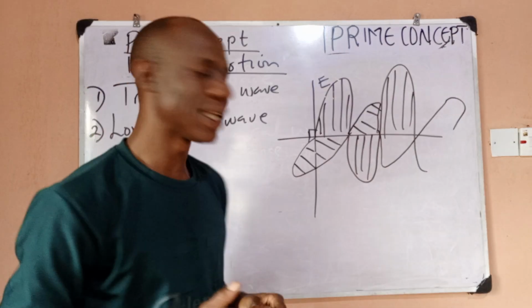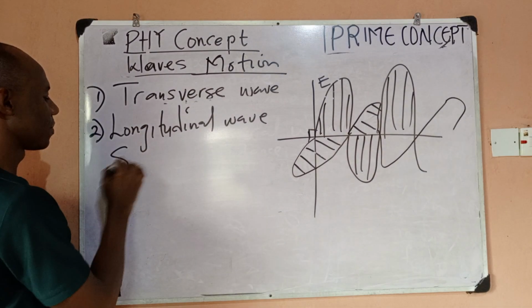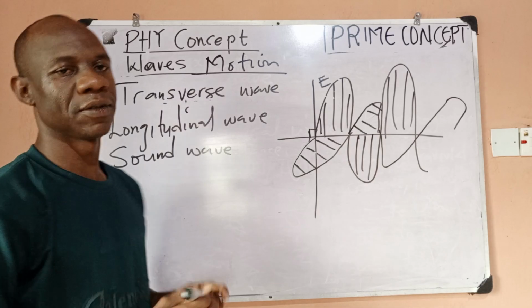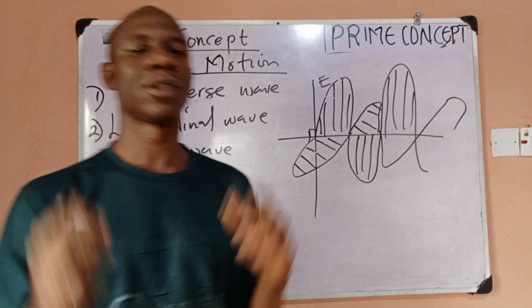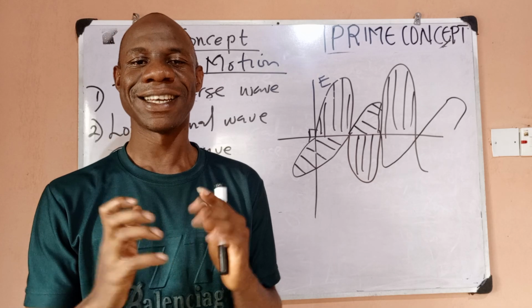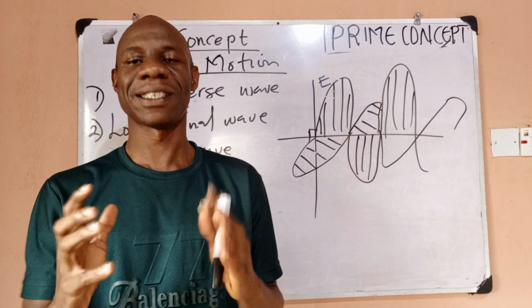Now, what are examples of longitudinal wave motion? You would have your sound wave. Your sound wave is an example of longitudinal wave motion. So I'm going to stop this video here. In my next video, I'll be analyzing the characteristics of wave.